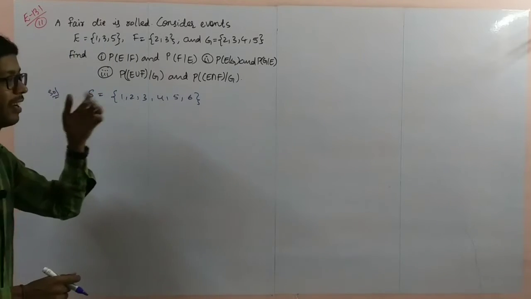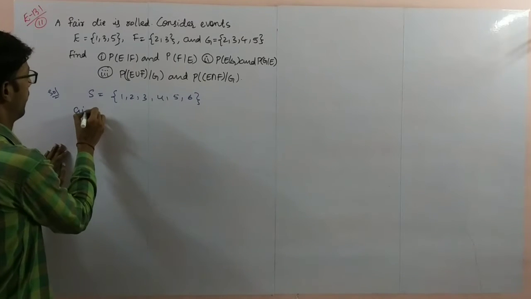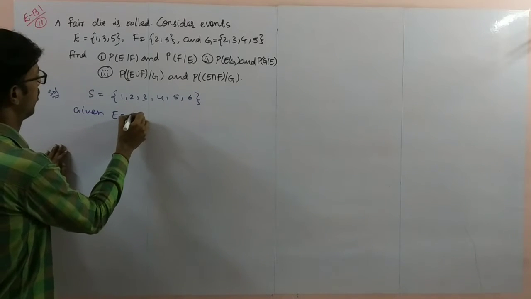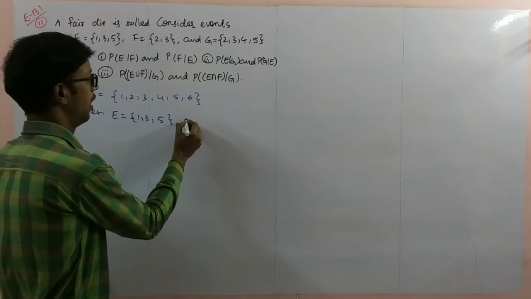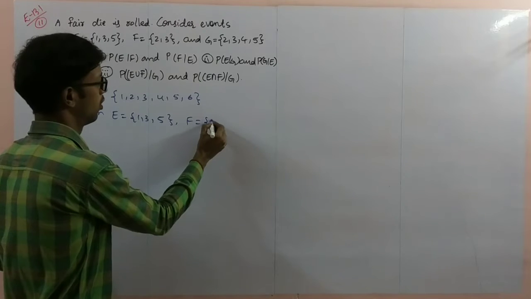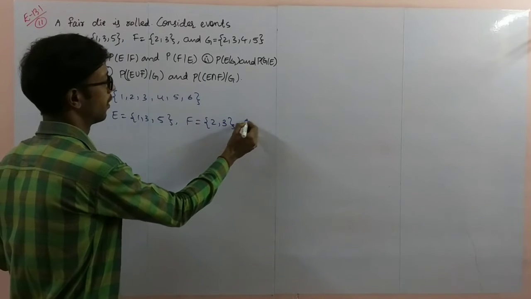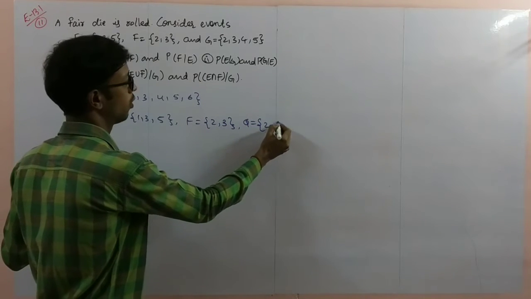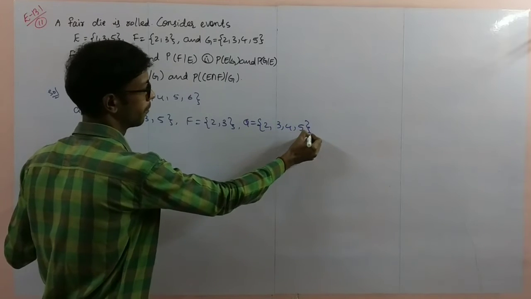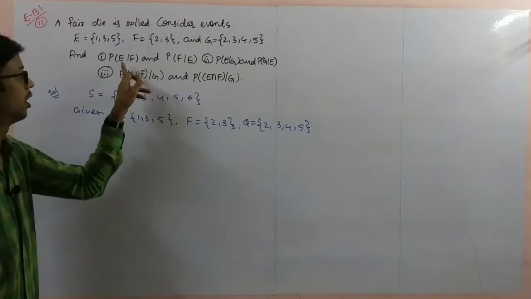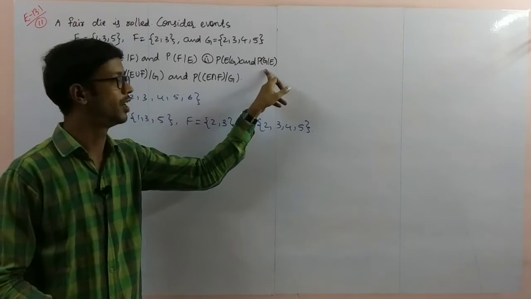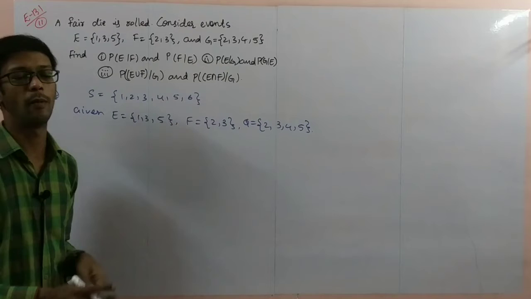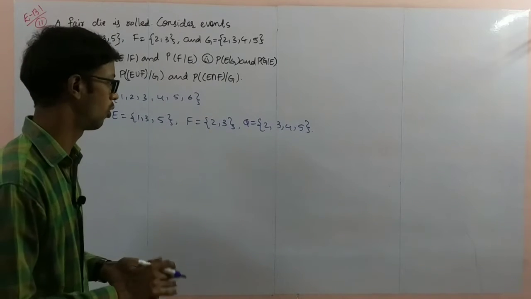Next, what is given, I'll write. Given E is equal to 1, 3, 5. F is equal to 2, 3. G is equal to 2, 3, 4, 5. You have to find the conditional probabilities E by F, F by E, E by G, G by E, and so on.